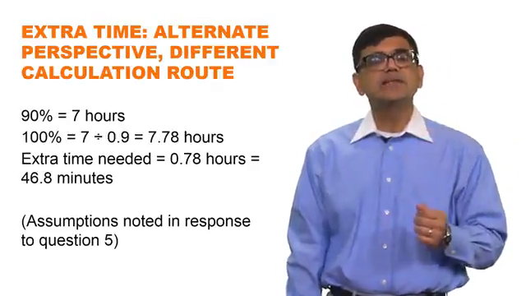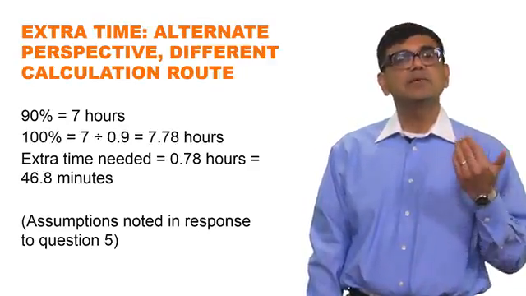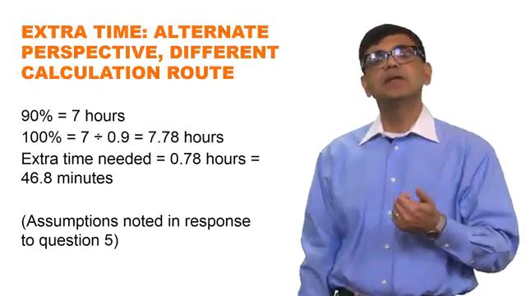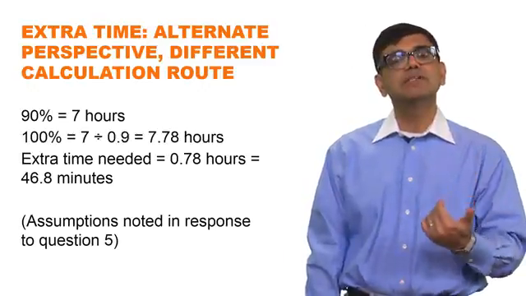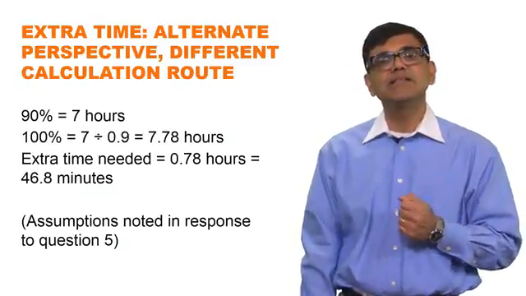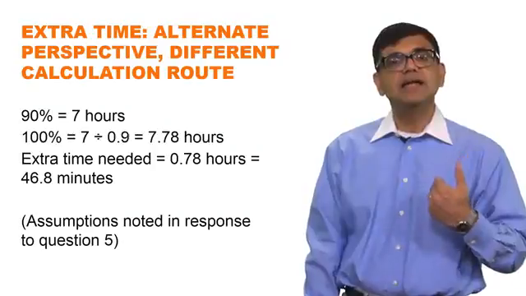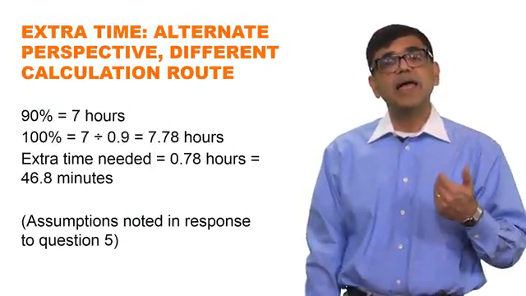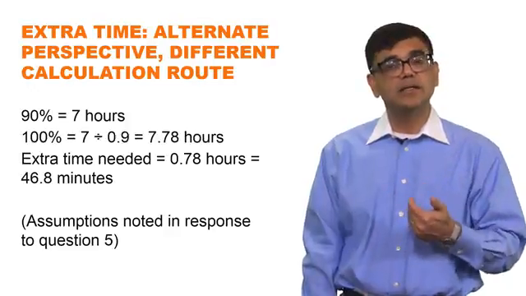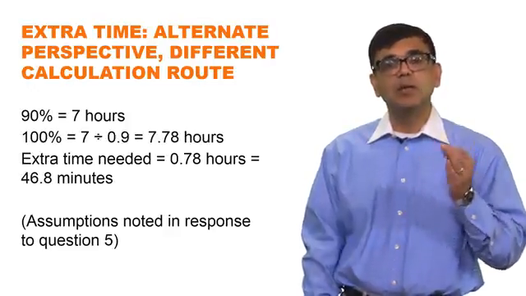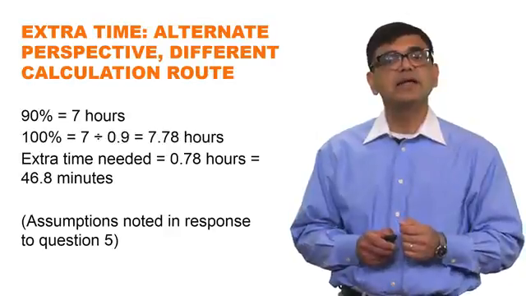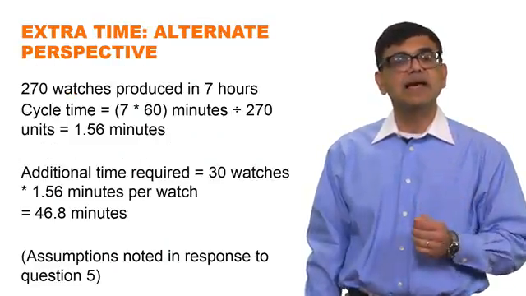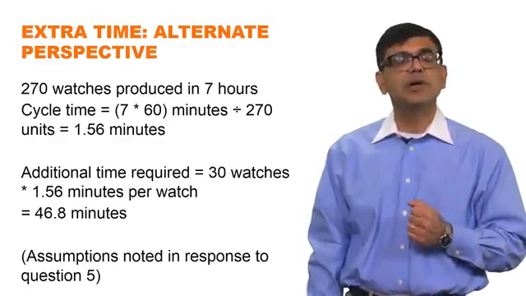So this perspective says that 90% equals 7 hours. So you worked at 90%, that 90% gives you 7 hours. So what is 100%? That would be 7.78 hours. So you would need an extra 0.78 hours to accomplish that production, and that would again come back to 46.8 minutes, which I'll go back to the previous slide to look at the previous calculation. It gave us exactly the same number, which is 46.8 minutes.